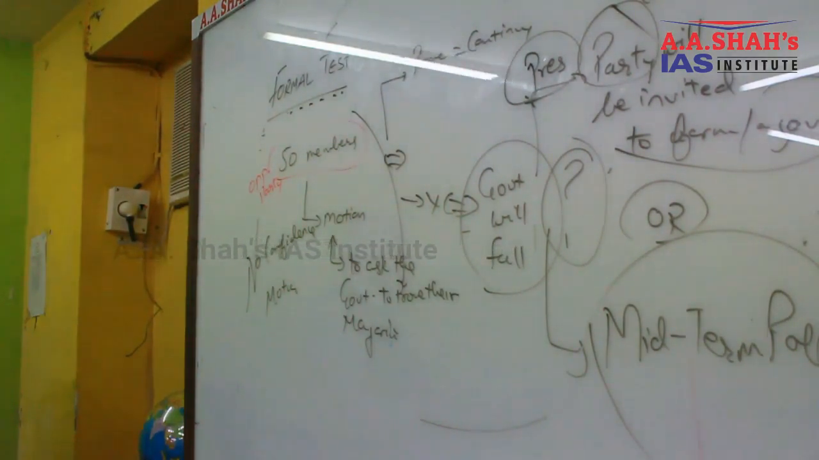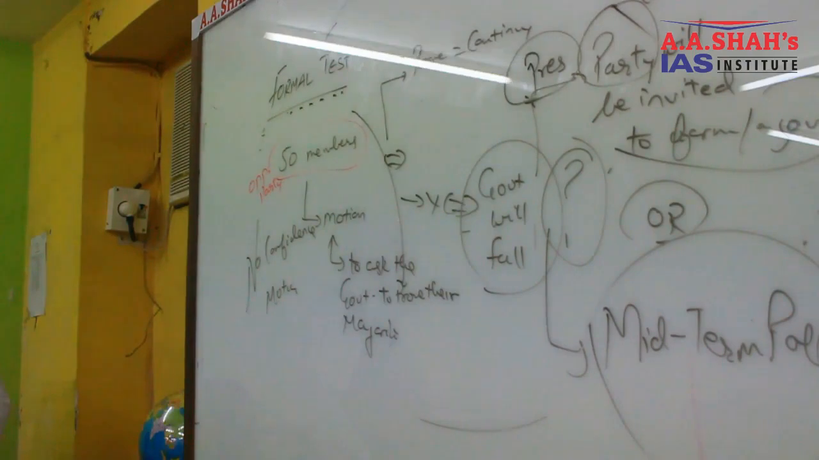If you have a majority in the Lok Sabha, you are touching 272 plus or whatever, you are fine. If you are not, you must resign. Any doubt? To have the no confidence motion, 50 members will have to move this motion at minimum. Minimum. Yes.